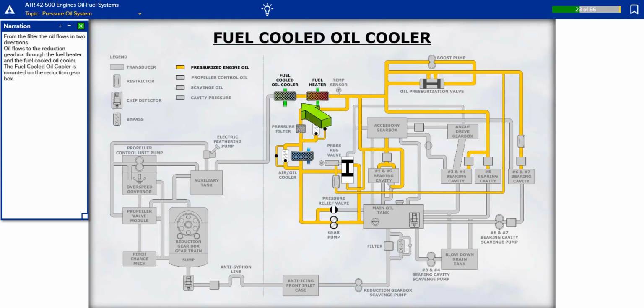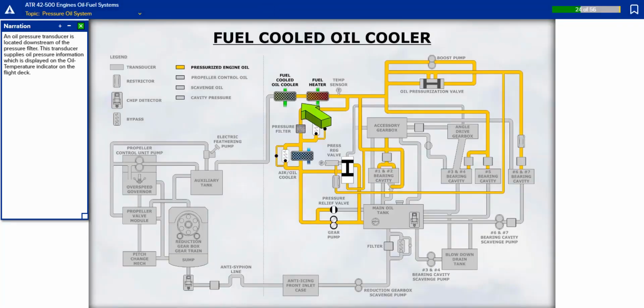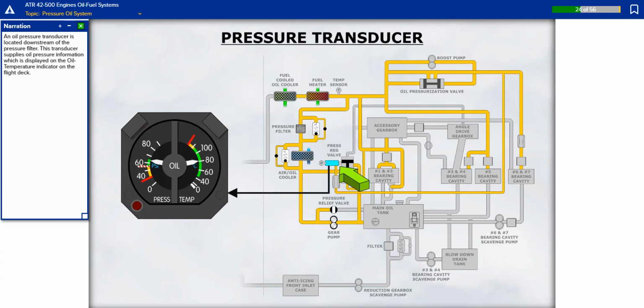From the filter, the oil flows in two directions. Oil flows to the reduction gearbox through the fuel heater and the fuel-cooled oil cooler. The fuel-cooled oil cooler is mounted on the reduction gearbox. An oil pressure transducer is located downstream of the pressure filter. This transducer supplies oil pressure information which is displayed on the oil temperature indicator on the flight deck.